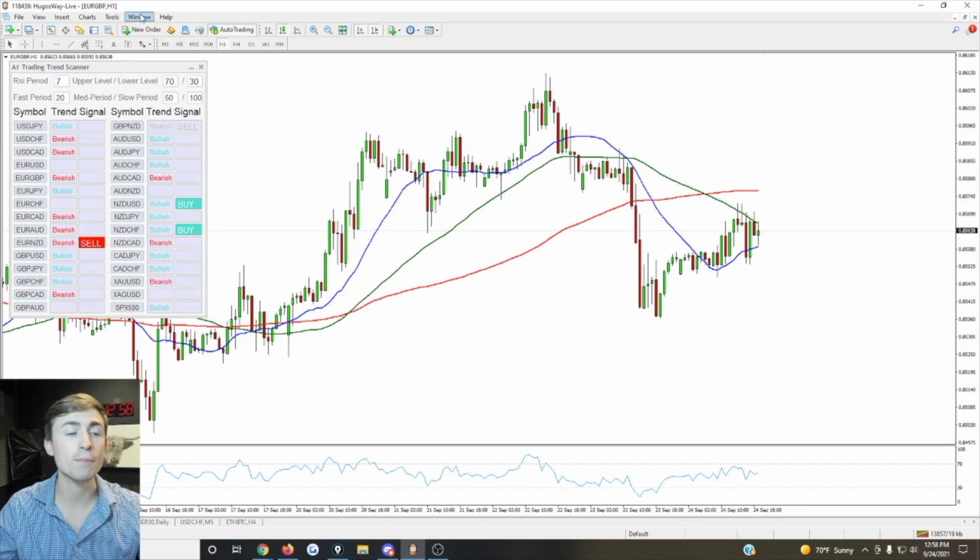So for example, I have Hugo's Way downloaded here, their version of Metatrader, so that I can integrate with Hugo's Way. So that is an option as well.